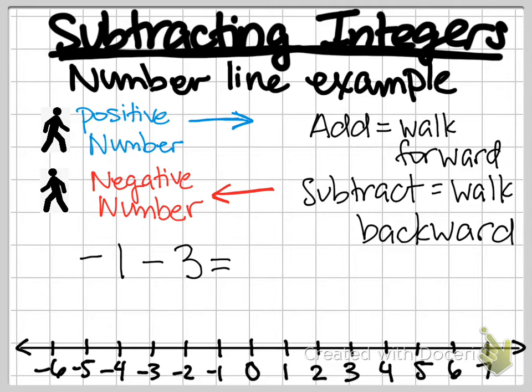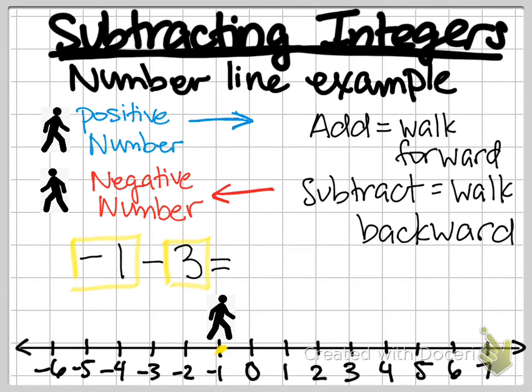The next problem we have, -1 minus 3. So again, we've got a starting point right here, -1. That tells me that my person is going to start at -1 on the number line. And which direction does my person need to face? This number is a +3, so I need the person that is facing the positive direction. And I'm going to copy that person and place them right over their starting point at -1.